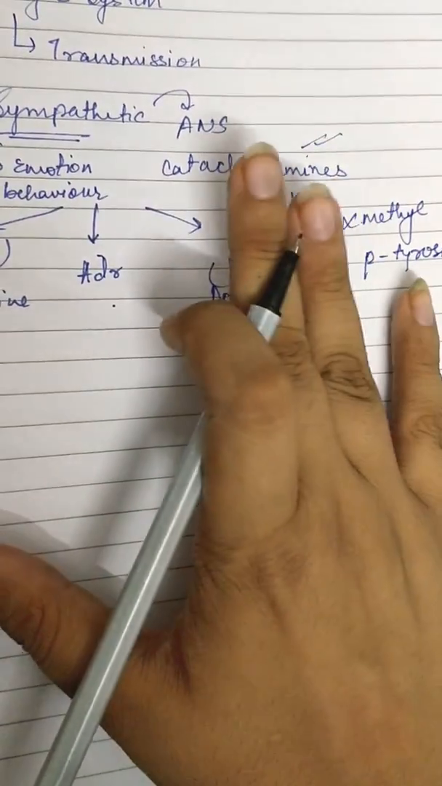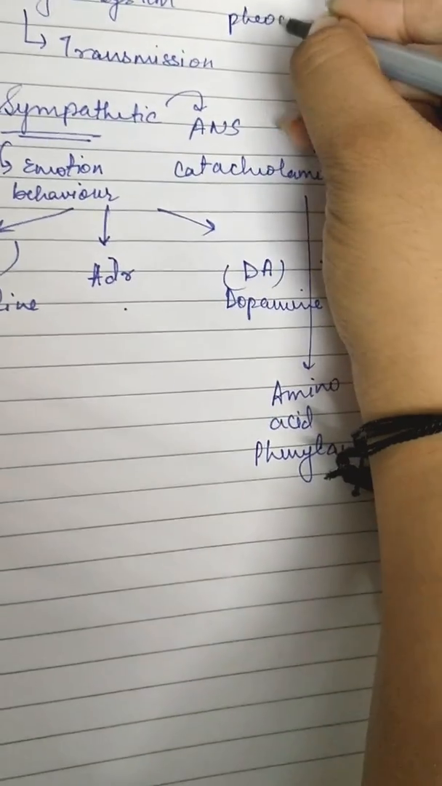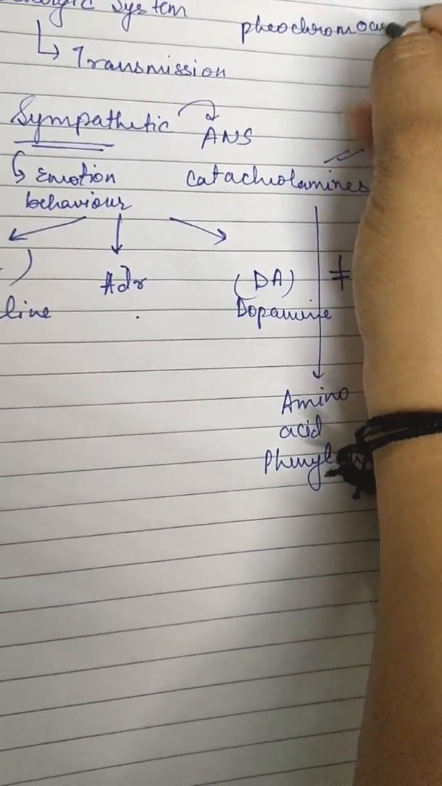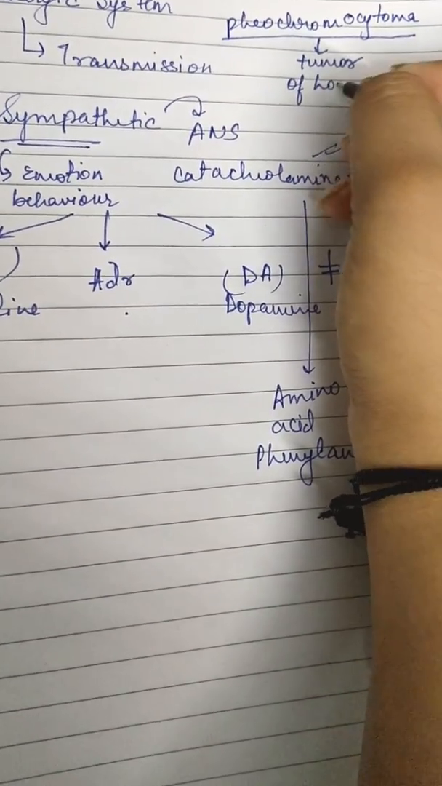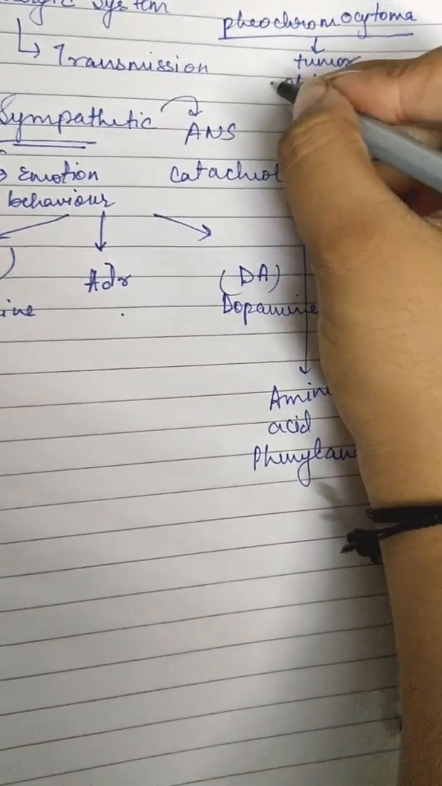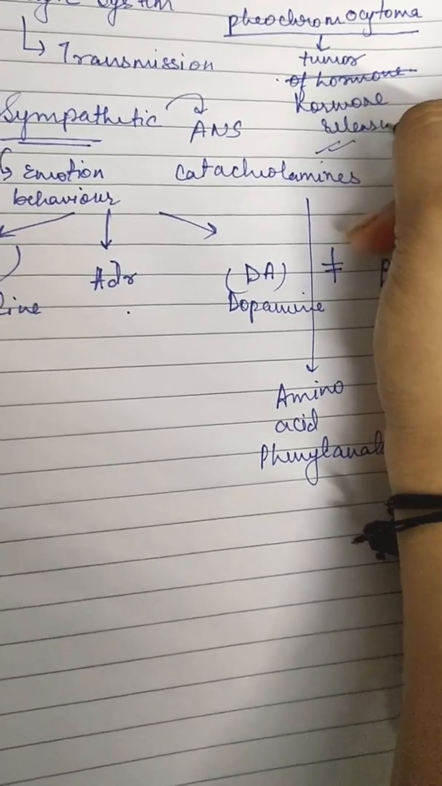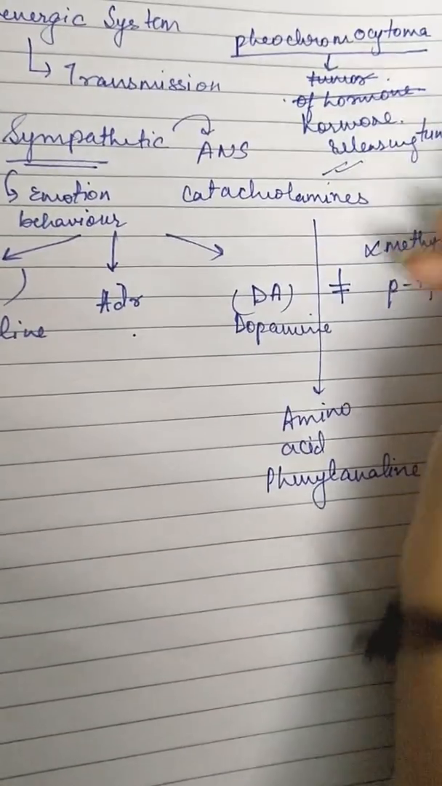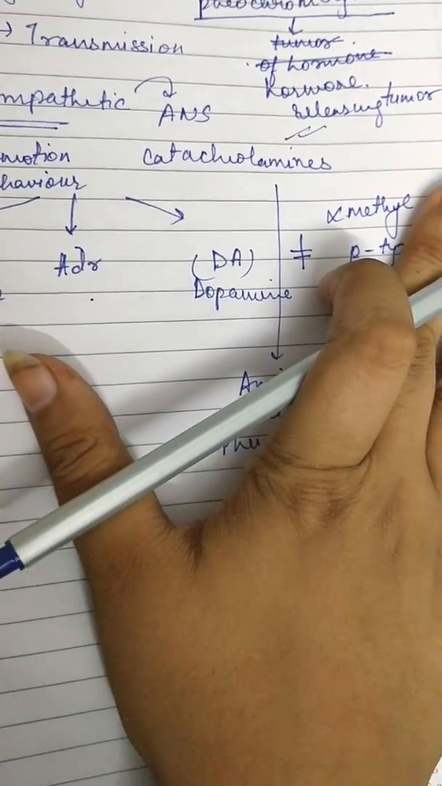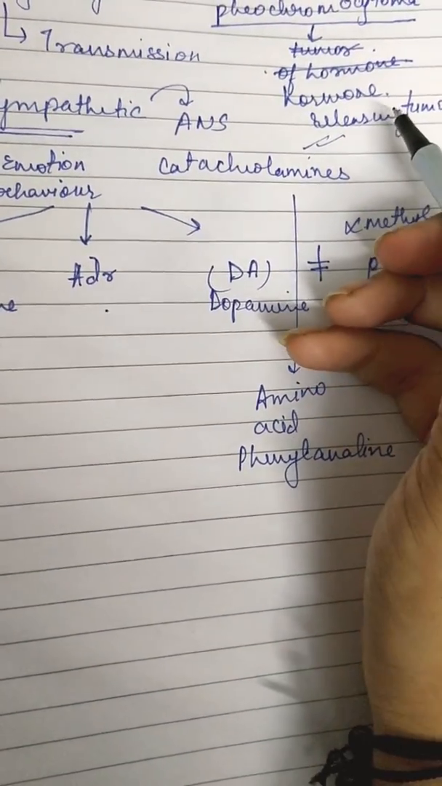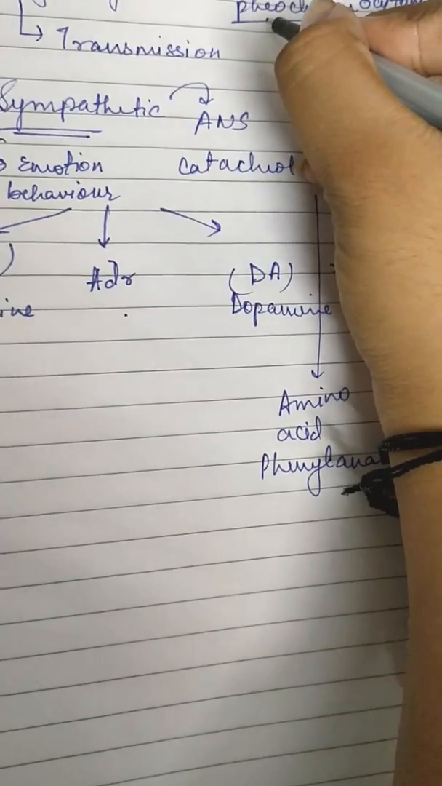So what is the use of this inhibition? There is a disease called pheochromocytoma. This disease is a hormone-releasing tumor. It is a kind of tumor which releases these catecholamines at an excessive rate, and so we need this inhibition by alpha methyl p-tyrosine. This is used in surgery before pheochromocytoma.